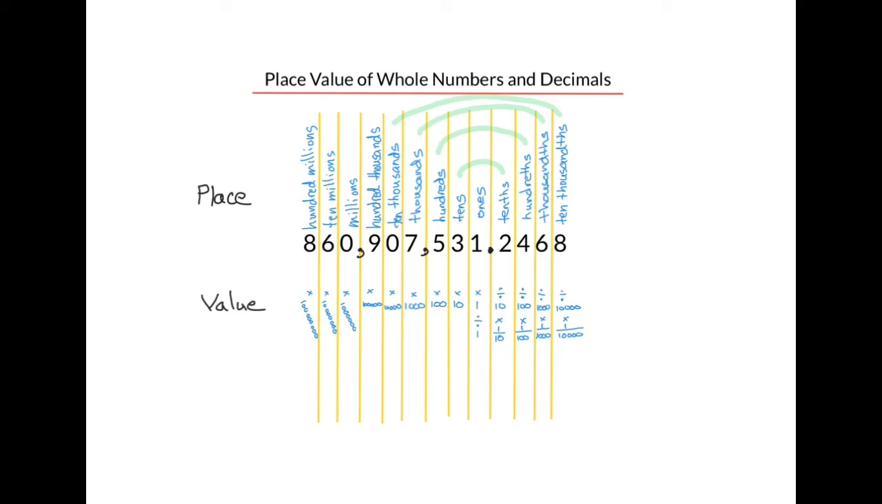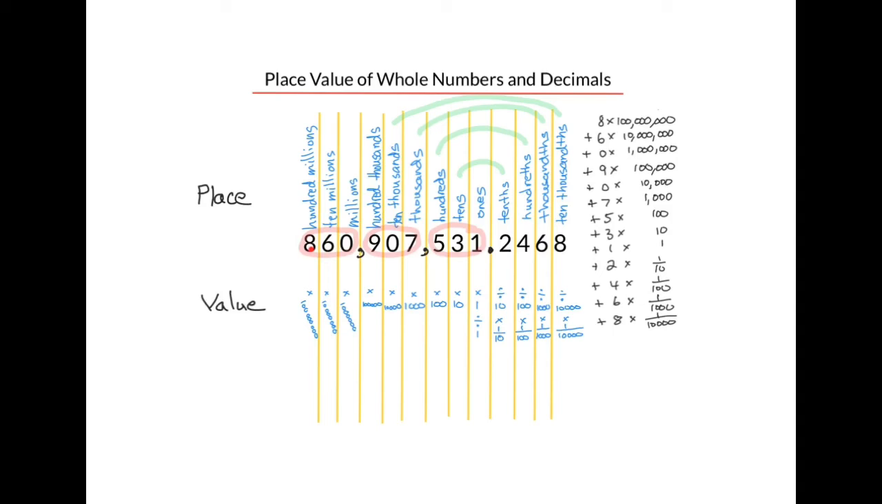We also like to put digits to the left of the decimal in groups of 3. The hundreds, the thousands, and the millions. So now let's show our number in expanded form. The 8 is multiplied by 100 million because it occupies the 100 millions column. The 6 is multiplied by 10 million because it occupies the 10 millions column. And we follow the same process for the rest of the digits in our number, ending with the 8, which is multiplied by 1 over 10,000 because it occupies the 10,000ths column. And when we do the calculations, we can see the position of each of our digits in our number based on place and value.